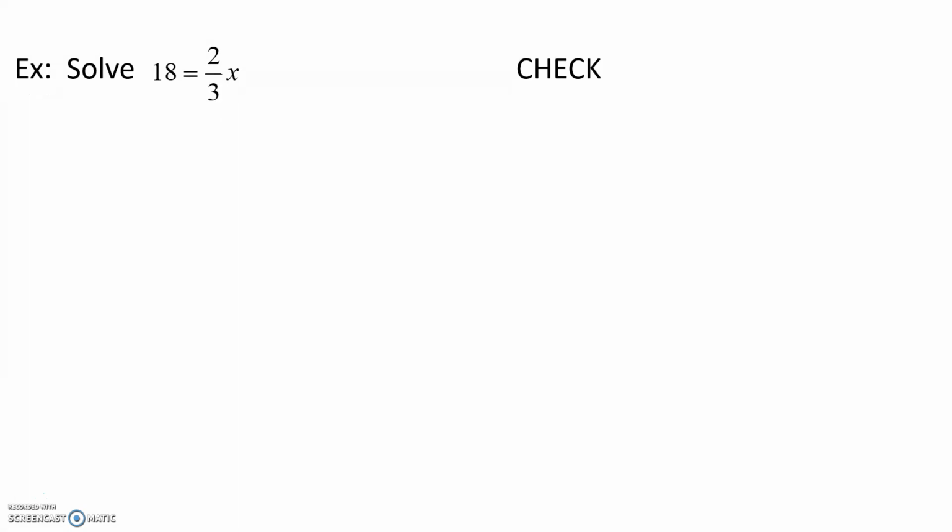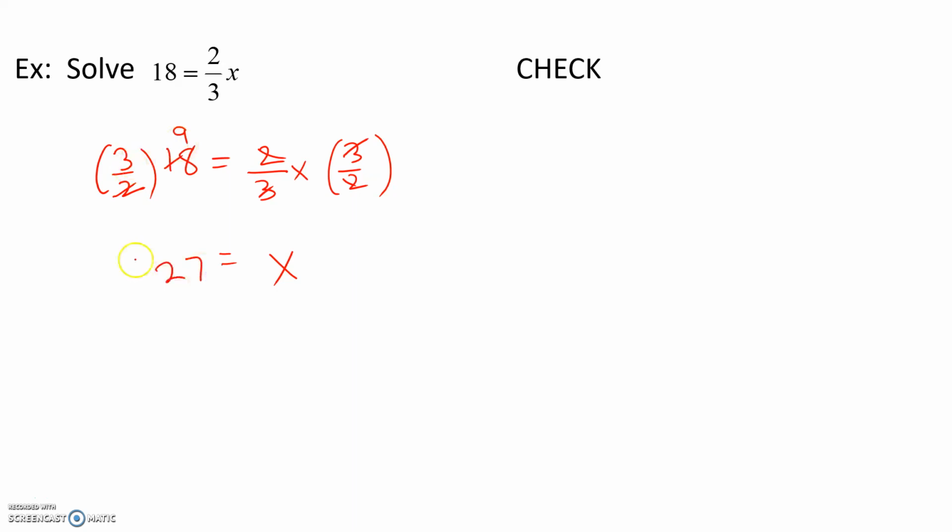Let's solve 18 equals 2 over 3x. When the x is being multiplied by a fraction, we can undo this by multiplying by the reciprocal of the fraction, which is 3 over 2. And if you multiply one side by 3 over 2, you must multiply the other side by 3 over 2 as well. On the right side, the 2's cross cancel, the 3's cross cancel, and you're left with x. On the left side, the 2 goes into 18 9 times, and 3 times 9 is 27. So the value of x is 27.